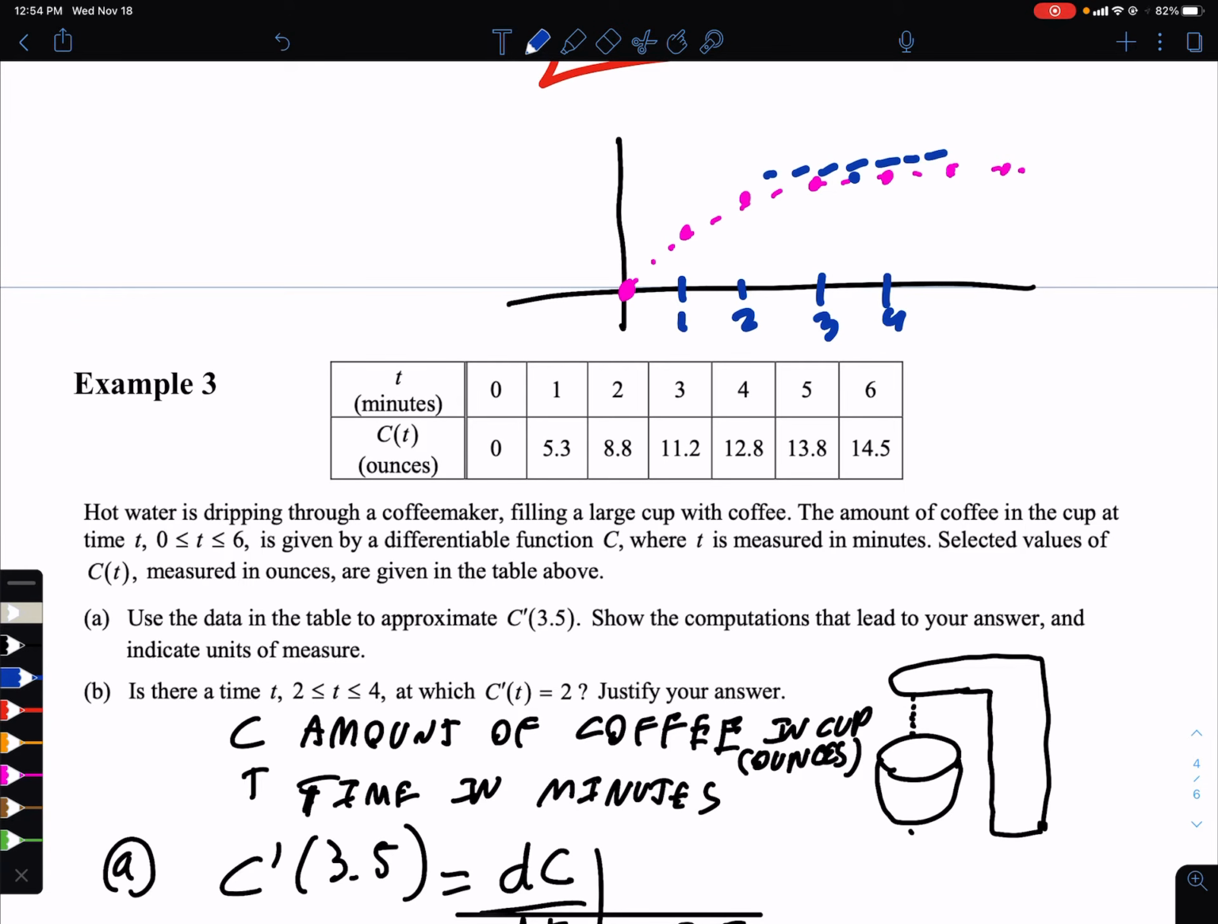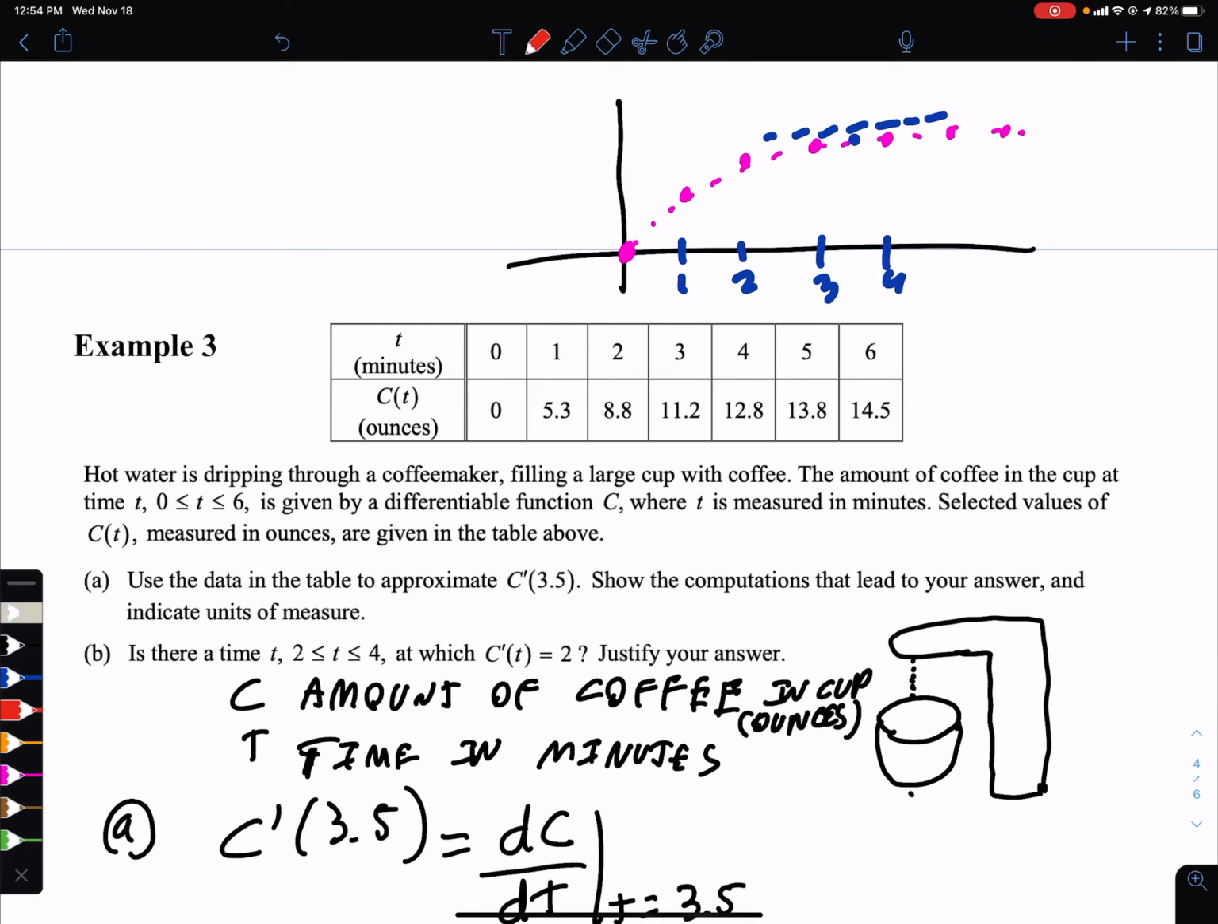So here's the concept. How do we approximate the instantaneous rate of change? We take an average rate of change. If we take the slope between those 2 points, the slope of that line mimics C prime, the slope of the tangent line. So conceptually, you need to see that. So this is the average rate of change. That's the instantaneous rate of change. And that's pretty darn close to that.